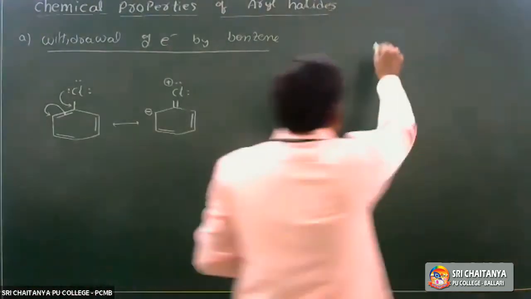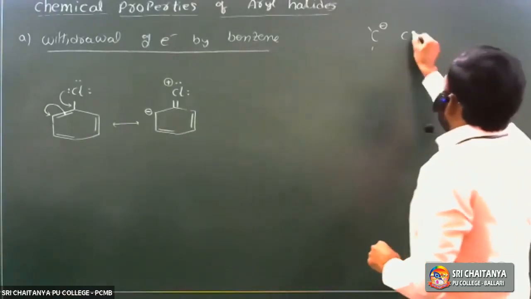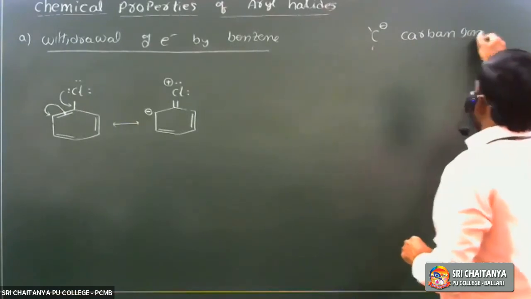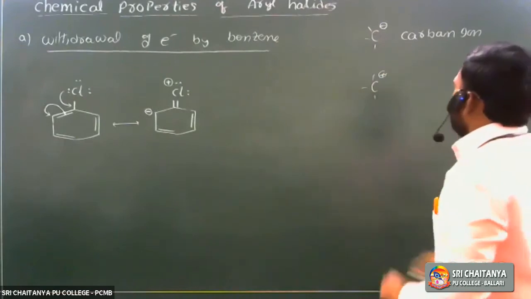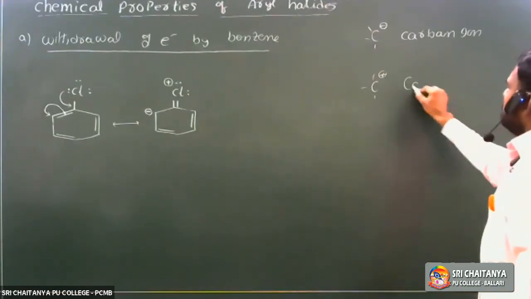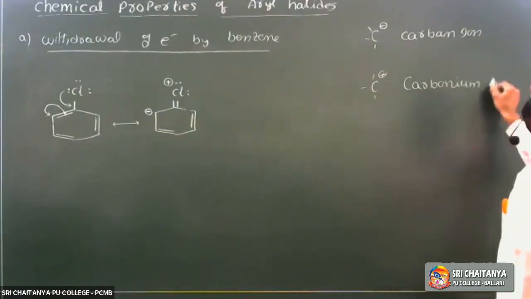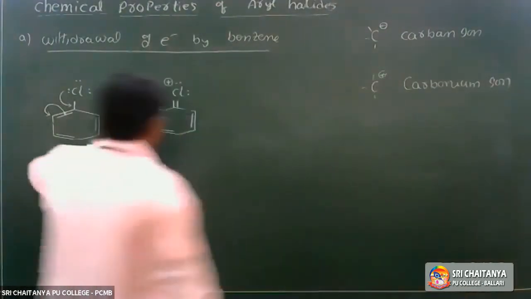It is called carbanion. If carbon gets a positive charge, it is called carbonium ion. If it gets a negative charge, it is carbanion. So here a carbanion is formed.